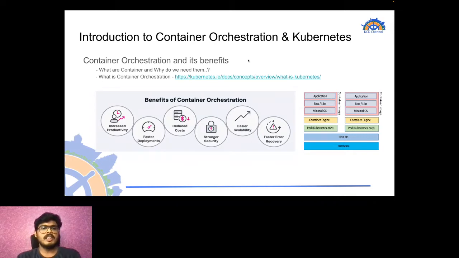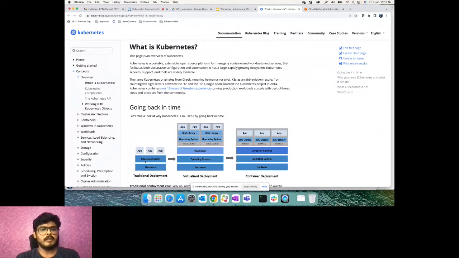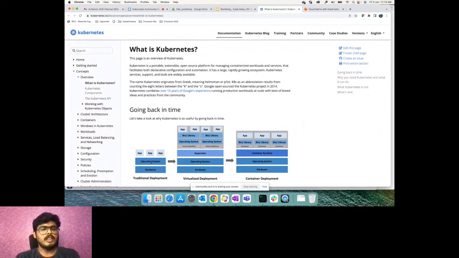So what are containers and why do we need them? Before we go into container orchestration, I would like to explain what containers are and how they evolved. For this, I'm going to refer to the Kubernetes link here. As you can see in this diagram, in the traditional deployment, we have physical hardware, and on top of this, we run an operating system. This operating system has multiple applications running on top of it.